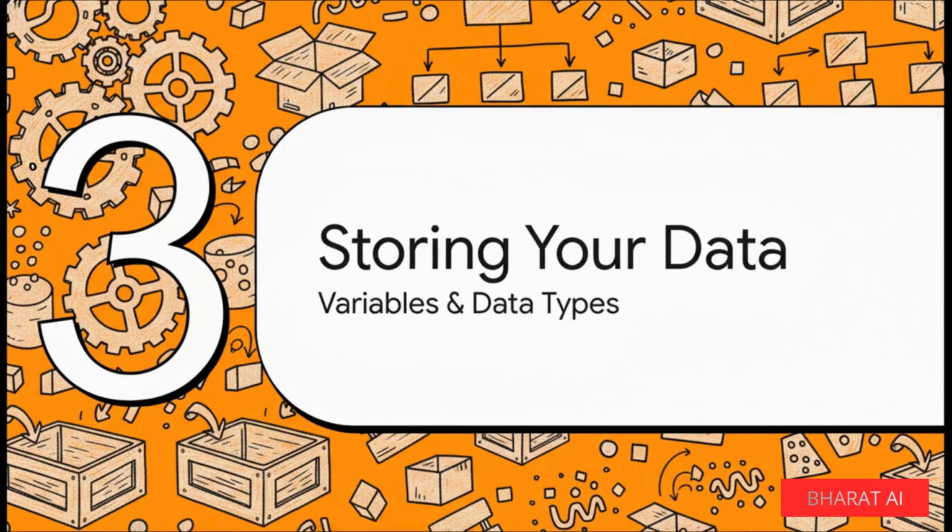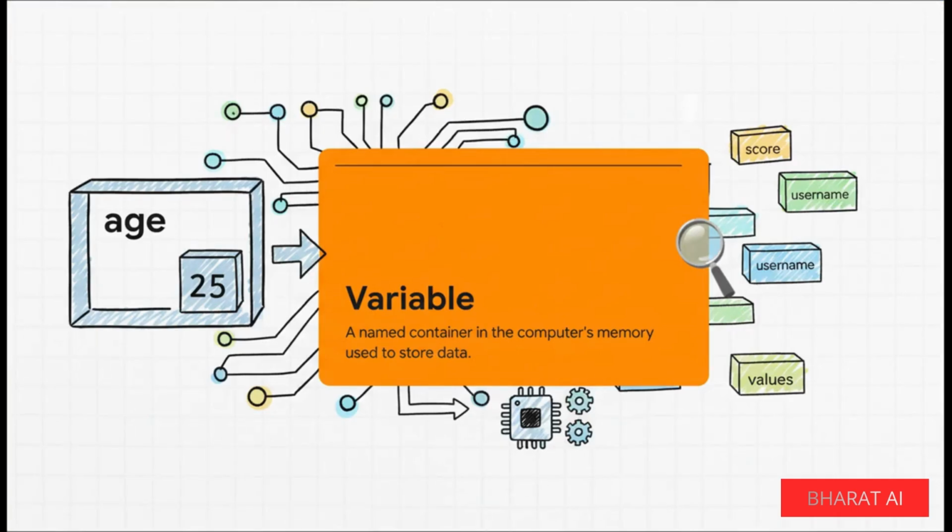But let's be real. Just printing Hello World is cool for about 5 seconds. To do anything actually useful, our programs need to work with data. And to do that, we need a place to put it. Containers for all our building materials. And that's where variables come in. The easiest way to think about a variable is just like a labeled box. Seriously, you give the box a name, say age, and then you put a value inside it, like the number 25. That's it. Behind the scenes, that box is just a little chunk of your computer's memory that you've claimed.